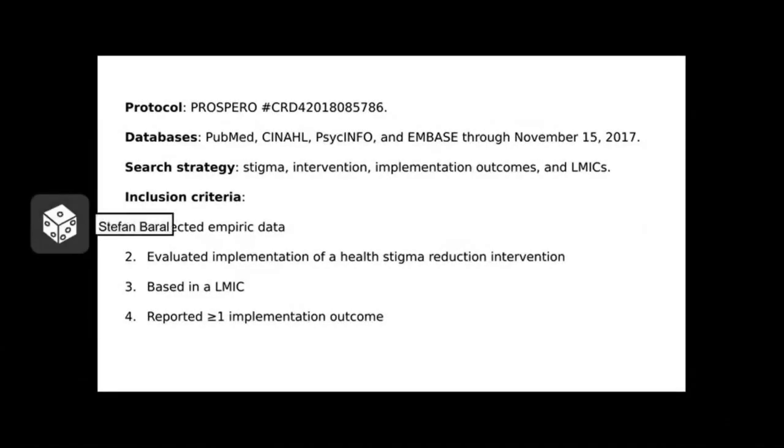In terms of methods, this protocol was registered in PROSPERO. We used multiple different databases. This review was done a few years ago, although the data I just presented to you are fresher than that. The search strategy really included stigma, intervention, implementation outcomes, and we focused on low middle income countries. We included studies with empiric data where they evaluated the implementation of a stigma reduction intervention. It had to be based in a low middle income country, and they had to report at least one implementation outcome.